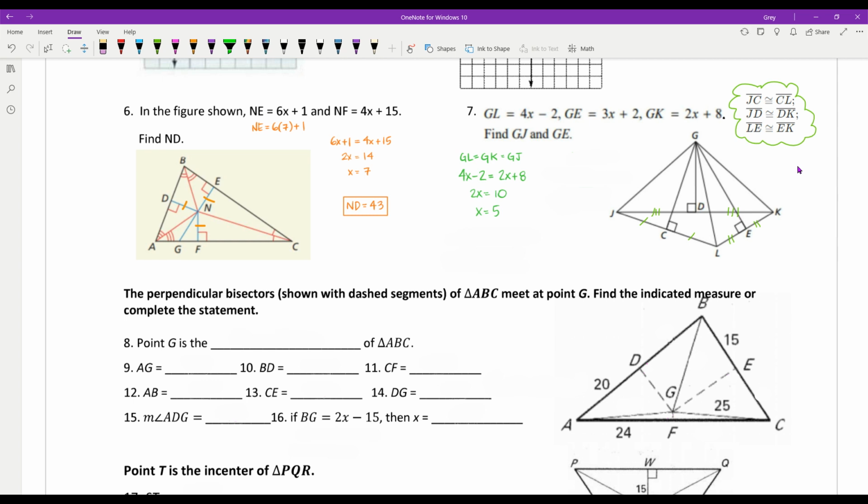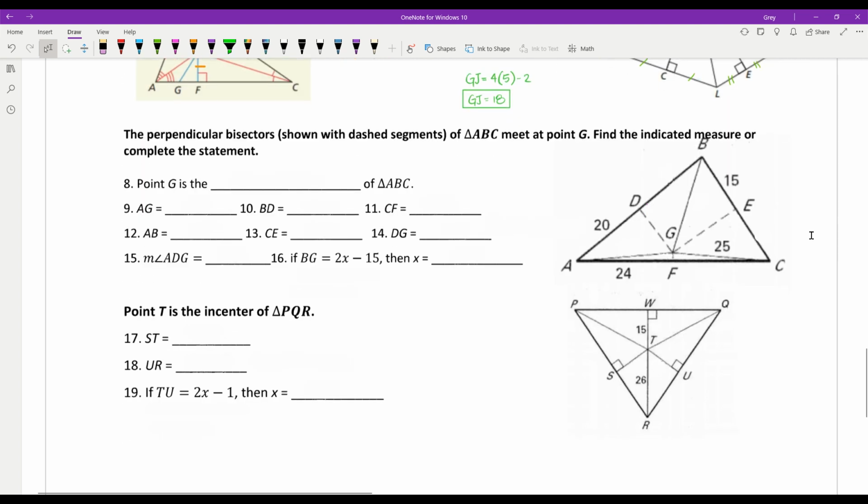For whatever reason, I chose GL, but that's the same thing as GJ. So GJ is 4x minus 2 and x is equal to 5, so JG is going to be equal to 18. JE, they tell me, is 3x plus 2. Since JE is 3x plus 2, x again is 5, so JE has to be 17. Make sure you put that in your notes so you won't think you couldn't do this problem if you did not have that information.